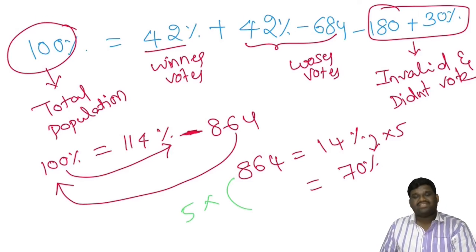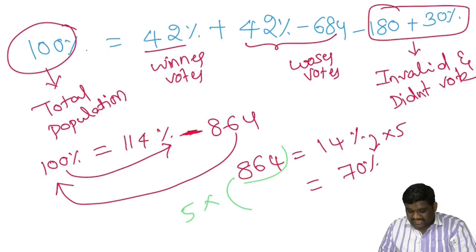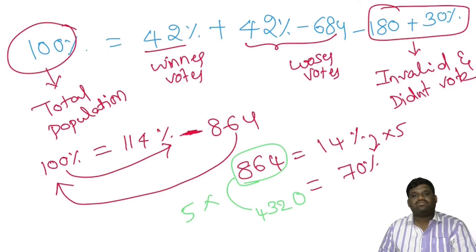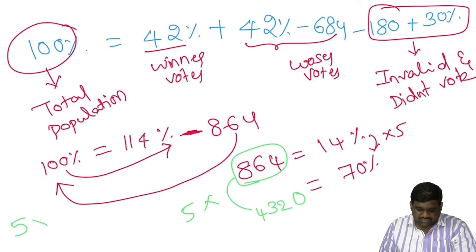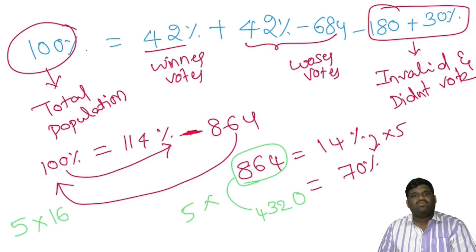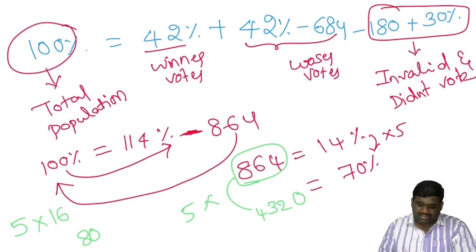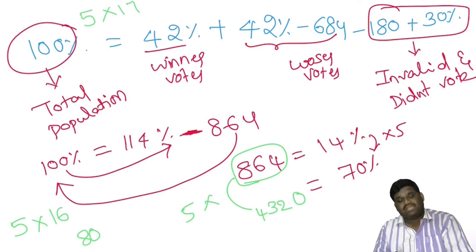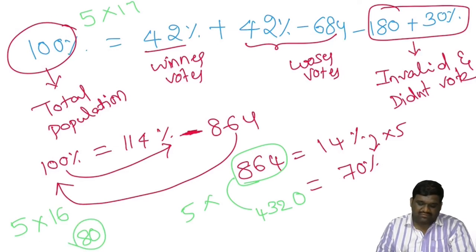If I want to multiply this with 5, divide this entire thing by 2. It will be 432. Put a 0. So that is the trick for multiplying with 5. Let me explain it once again. If I want to multiply 5 with 16, what is half of 16? It is 8. Put a 0 after 8. That would be 80. If I want to multiply with an odd number, say 5 with 17, what is the previous even number? It is 16, which gives 80. Add 5 to it. It will be 85. So that is the easiest way of multiplying with 5.